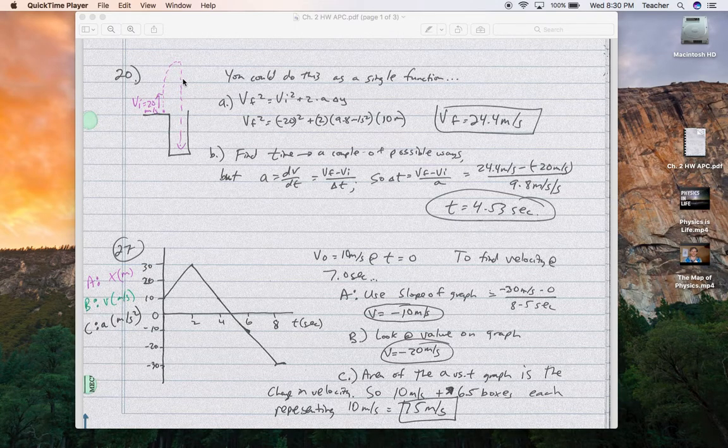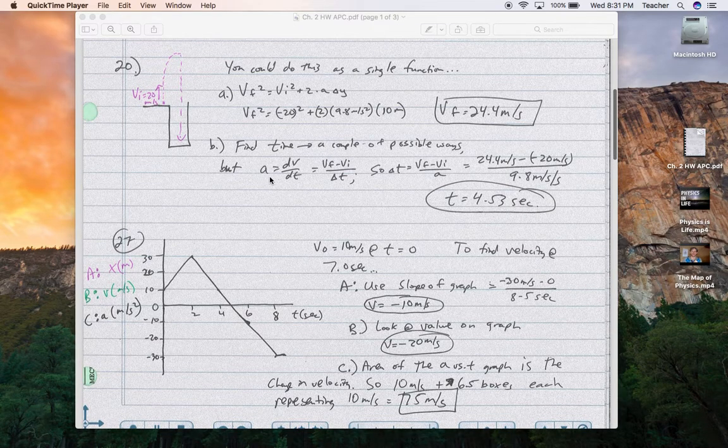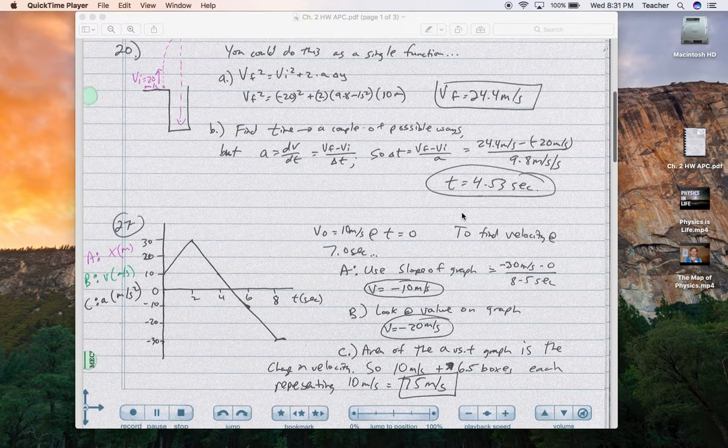To find the time, there's a number of ways you could do that also. The easiest, I think, is looking at dv/dt, or change in velocity over change in time. So the final velocity is 24.4 down, the initial velocity is 20 up. So we need to pick our direction as positive. I chose that as down. So 24.4 minus negative 20, over 9.8. Because really the velocity has changed by 44.4 meters per second. So that's going to take 4.53 seconds.